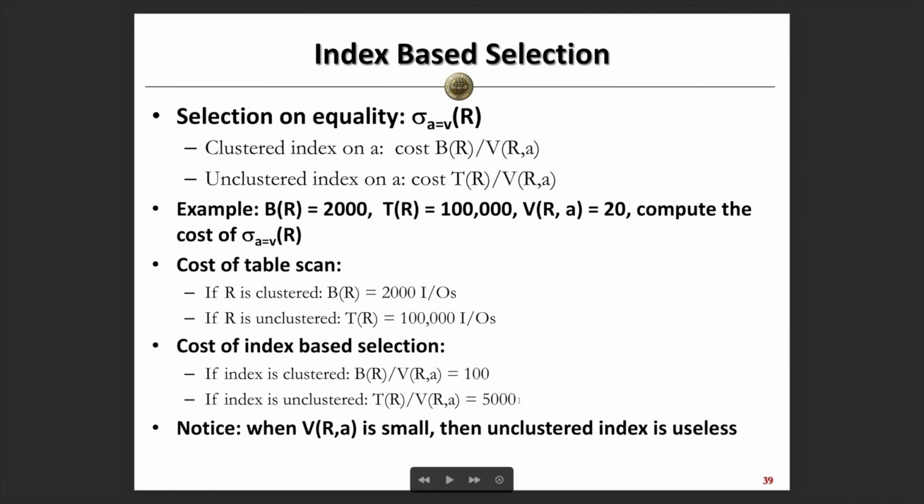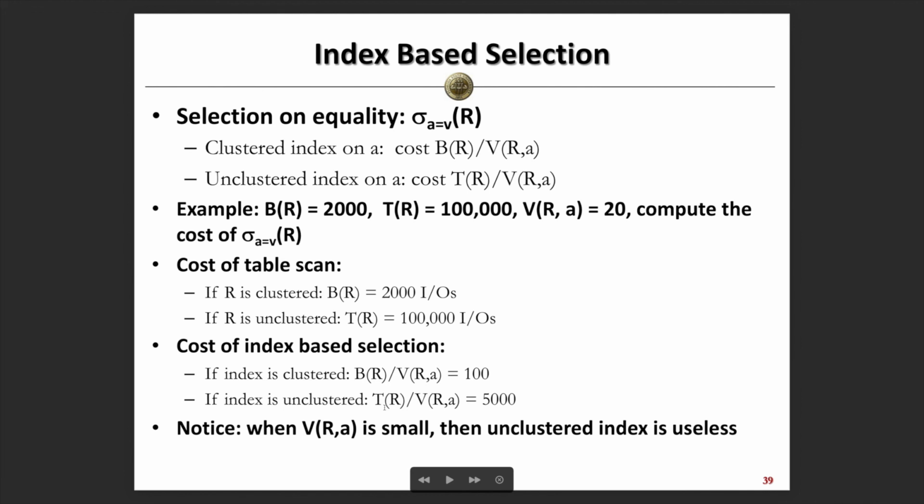So you can see, depending on whether the index is clustered or unclustered, the cost will be quite different, right? And also, when V(R,A) is very small, then this unclustered index will be useless because the cost will be too much. It will be very similar to T(R) instead. For example, if V(R,A) is 2 or 1, then T(R) divided by V(R,A) will be about 100,000, and this index will be useless.